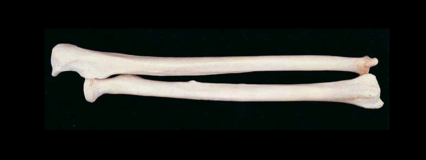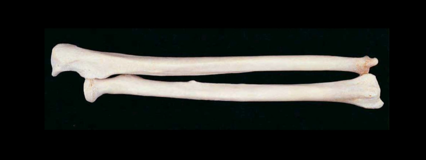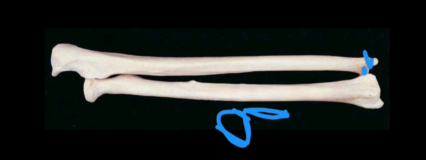Coming to the styloid process, on the tip of the styloid process there is attachment of the medial collateral ligament of the wrist joint, whereas on the styloid process of radius there is attachment of the radial collateral ligament. Between the head and the base of the styloid process, there is a depression where the triangular articular disc is attached.